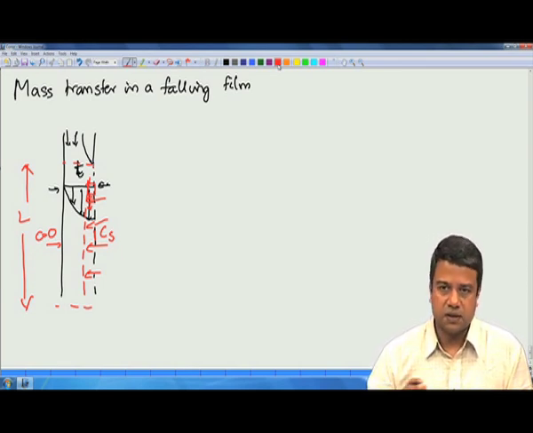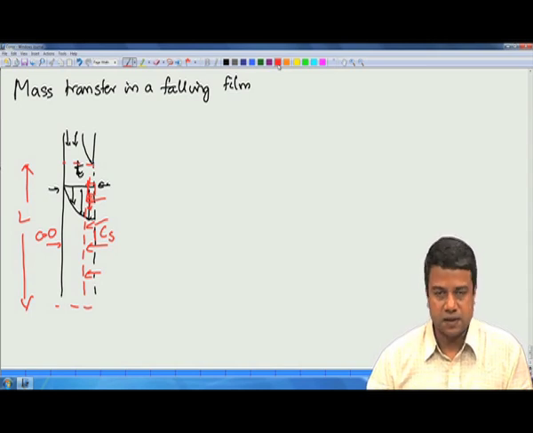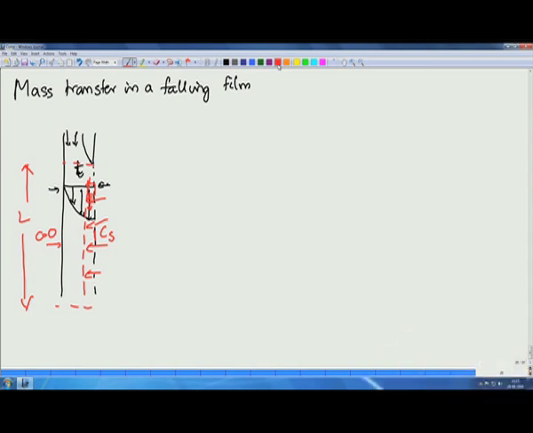So, I will show you in the next lecture how this can give us an actual correlation for the mass transfer coefficient or the Sherwood number, using the similarity transform that we had used earlier in solving the flow in infinite fluid. So, this little bit we will continue in the next lecture.